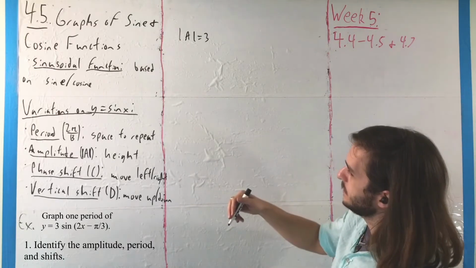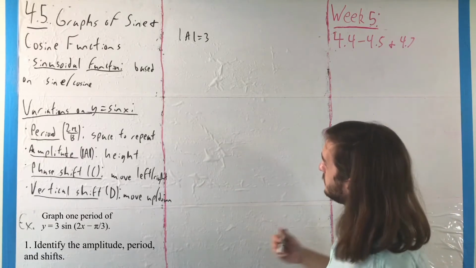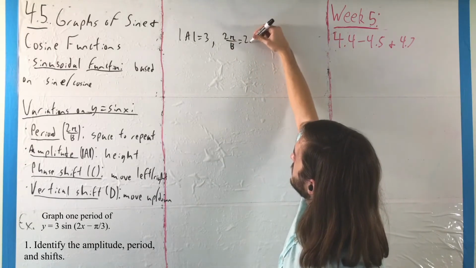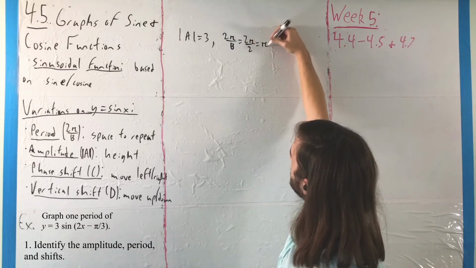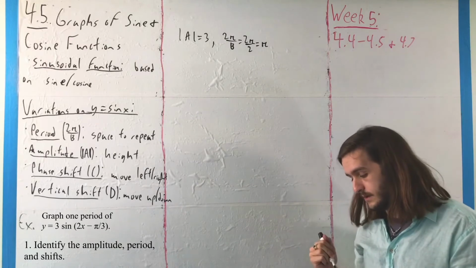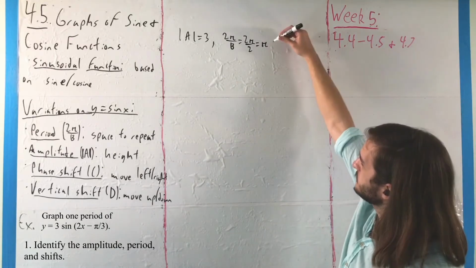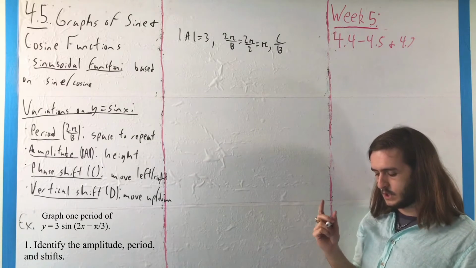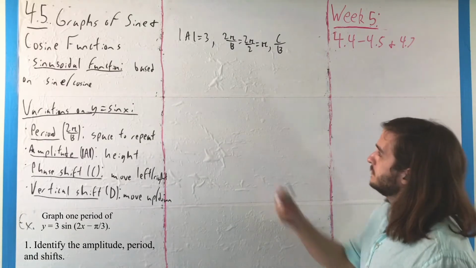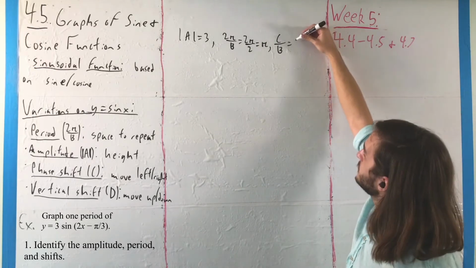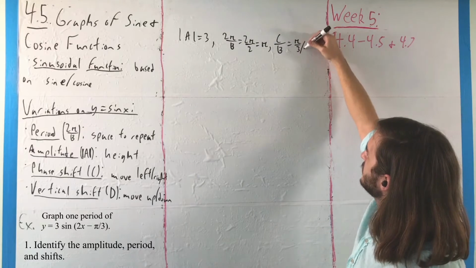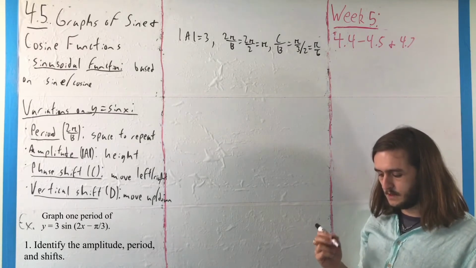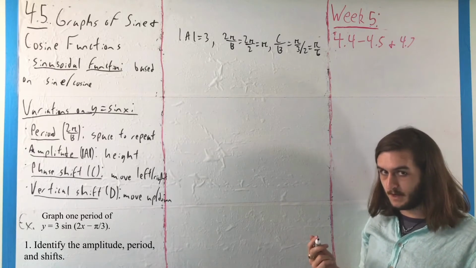our period here will be 2 pi over b, but in this case, 2 pi over b is 2 pi over 2, or pi. And here, we actually do have a phase shift, where our phase shift is going to take the form c over b, because we've got to factor out that 2 from the pi over 3. Here, that would take the form pi over 3 over 2, or pi over 6. So our whole graph is going to be pushed a little bit away by pi over 6 units.